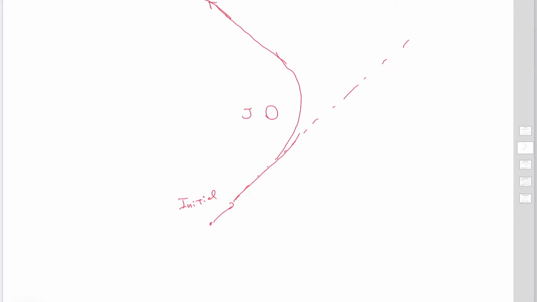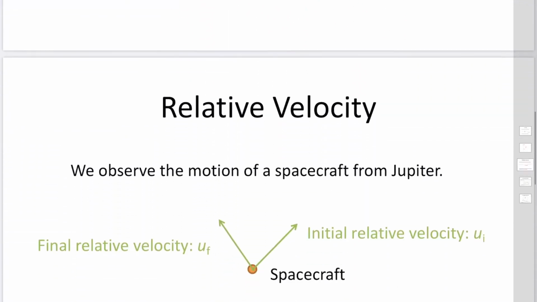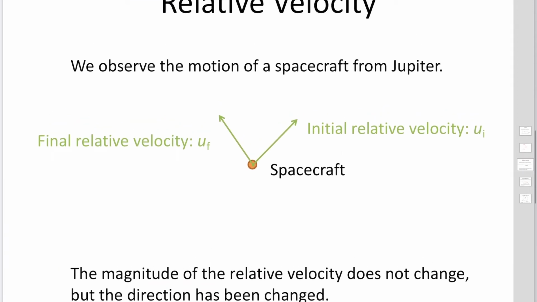Then this is the final, after the scattering by Jupiter. So the velocity vector is changing from this direction to this direction. So relative velocity, right? We observe the motion of the spacecraft from Jupiter. The initial velocity is this direction, then changing to the final velocity in this direction, by considering the scattering process by Jupiter.